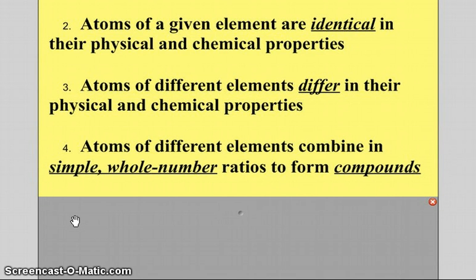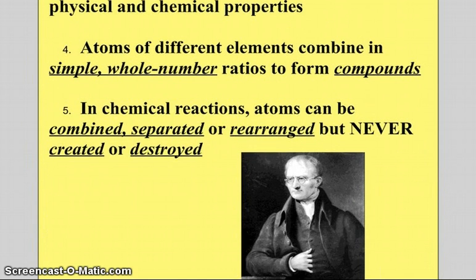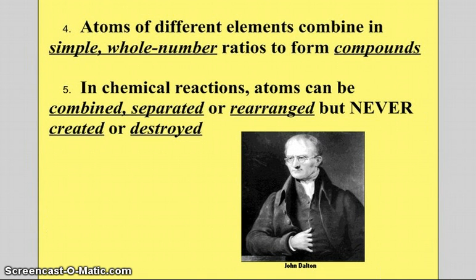Number 4 is that law we were just talking about, that the elements combine in simple whole number ratios to form our compounds. And then lastly, we see here that in chemical reactions, we can combine, put the atoms together to form compounds, separate, break them apart, decomposing the compounds, rearranging them in space, but we can never create or destroy them. So that's pretty good for Dalton back in the day.